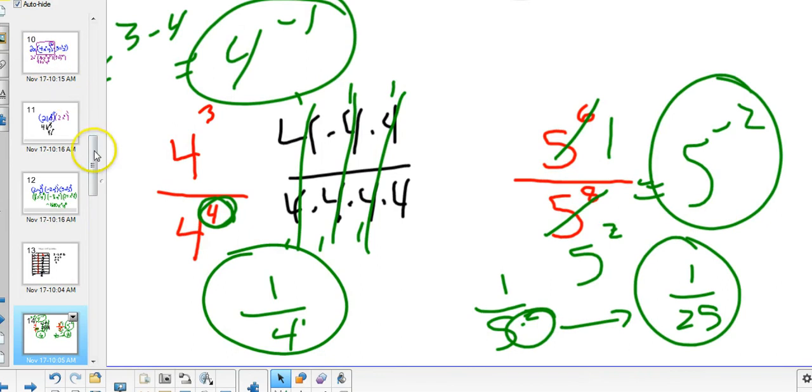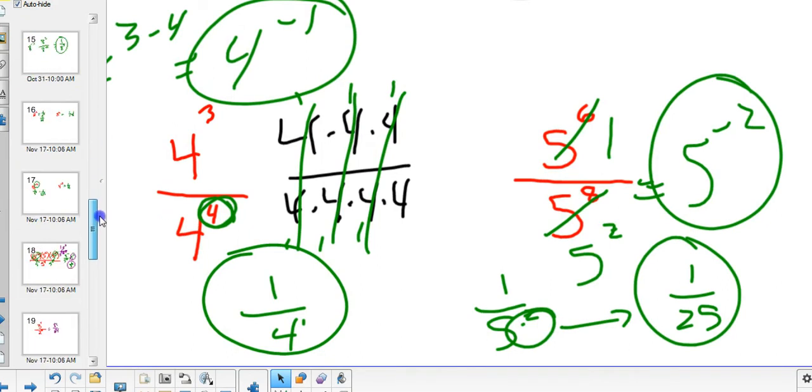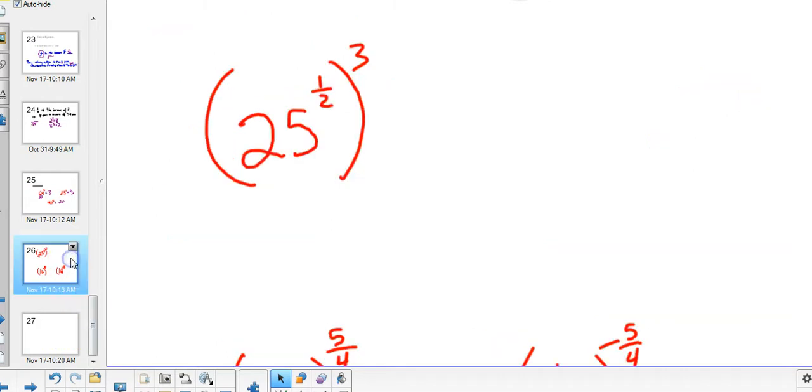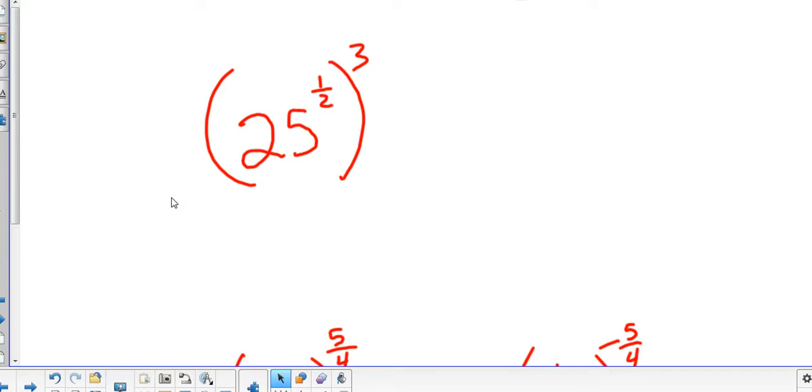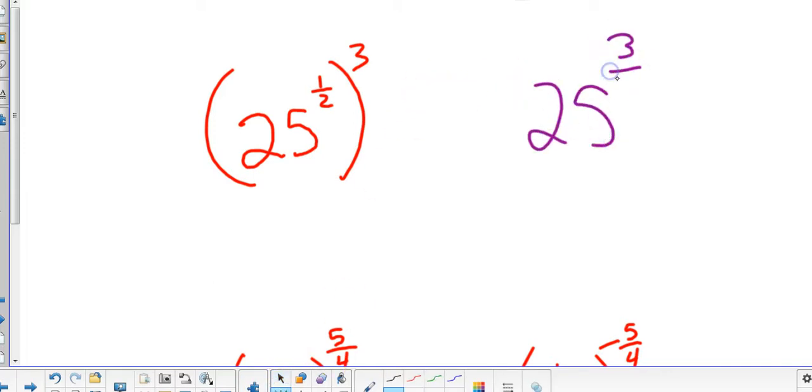Alright, this is from last time. What I wanted to do was skip down to this part, because we had here power to a power. So one way to think of this particular expression is 25 to the 3 halves.